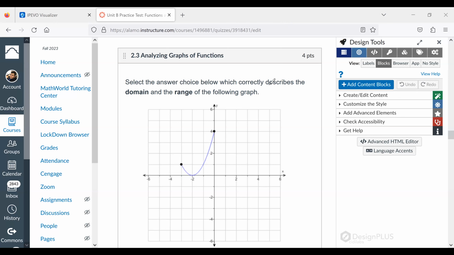So yeah. Domain is -3 to 0. Do we put brackets? Yes, because it's closed. Yeah, this is closed. What is the range? What is the lowest y value? What is the highest y value? So 0 to 4. Yeah, always lowest first, right?